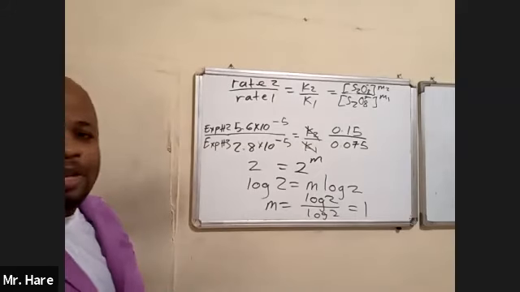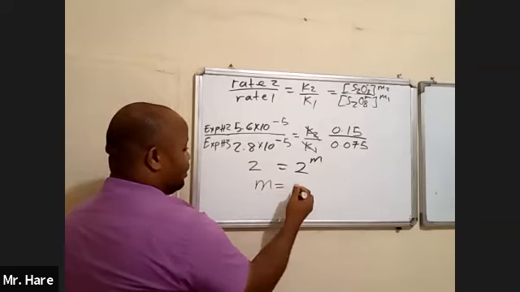All right, sir, let's take a look at the question. What were they asking us to find? We are to calculate the order of the reaction. Let's say M is 2 divided by 2 and we get 1.